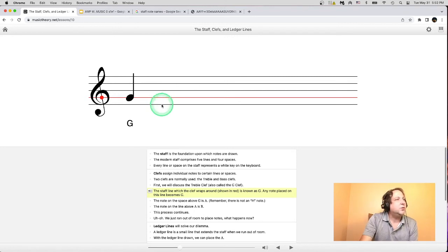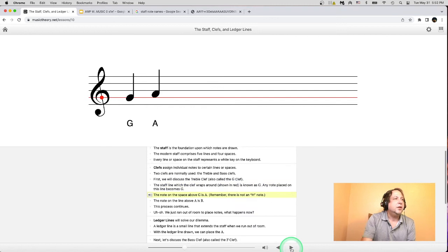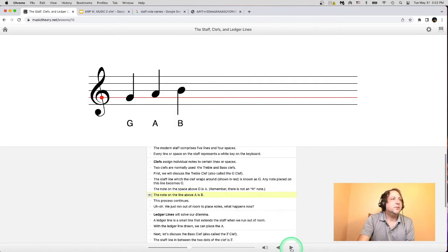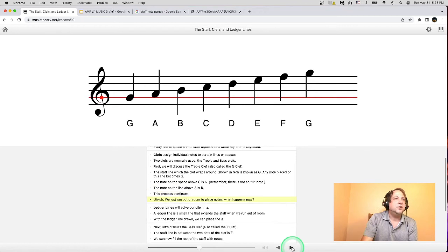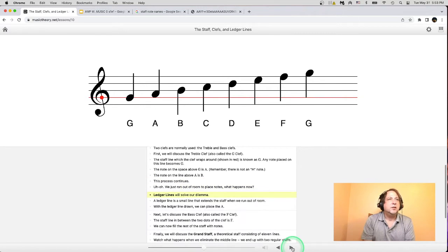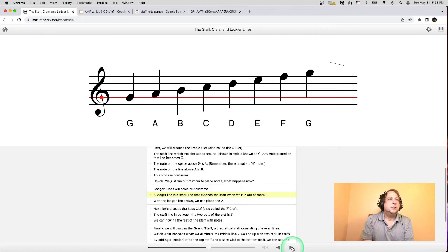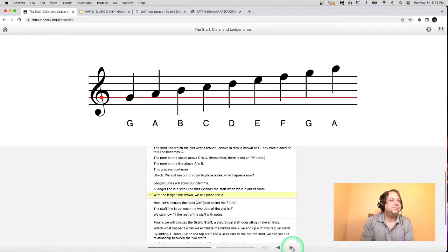If you go 2 notes below, in other words, to the next line, it'll be G, F, E, as you can see here. So as it moves up, G, A, B, C, D, E, F, G. Now what happens when you get to the top of the staff like this? You have no more lines to go to. Well, you just draw one and then put a note there.